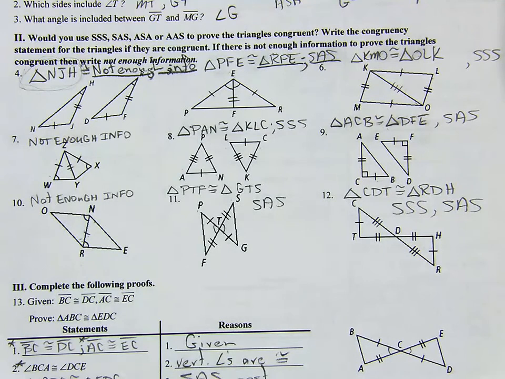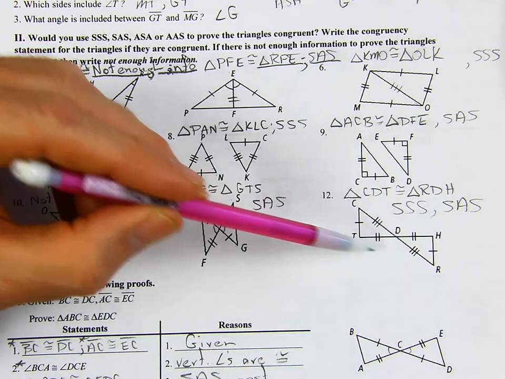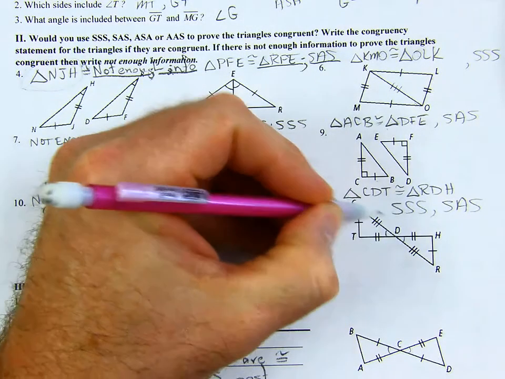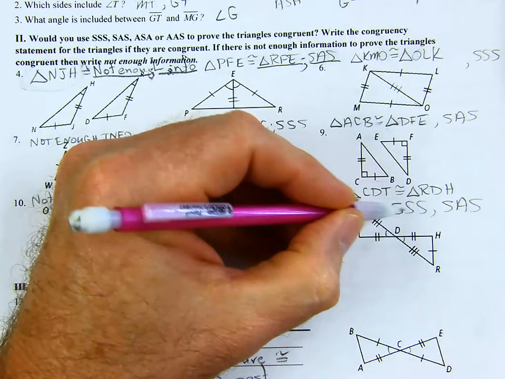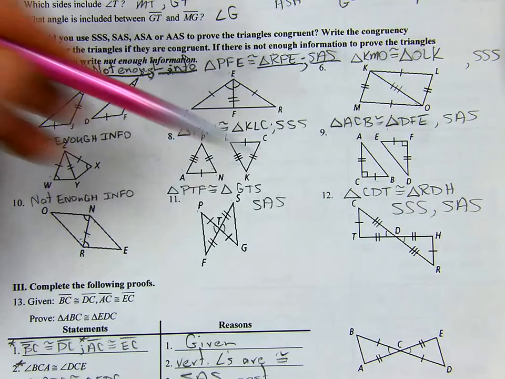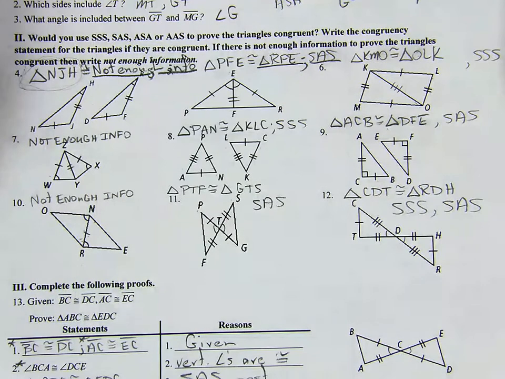And number 12 on this one, obviously it's side, side, side, but we could also, if we wanted to say vertical angles are congruent, we have side, angle, side, SAS. So either one of these would work for a way of proving the triangles congruent. So triangle CDT is congruent to RDH. That's the way I wrote the congruency statement.